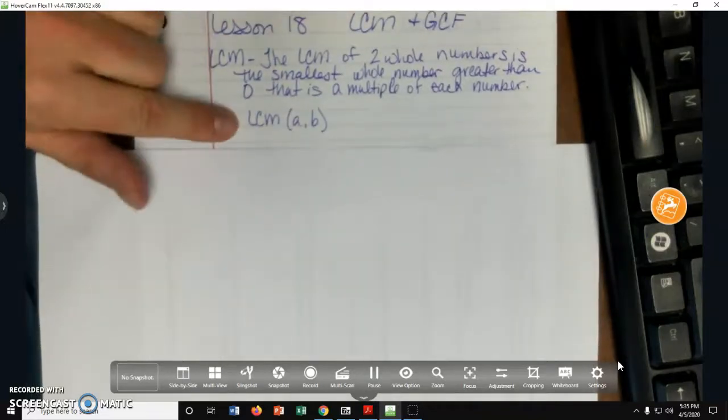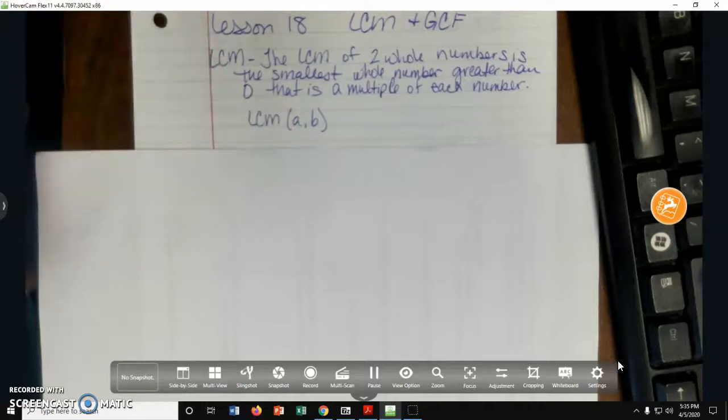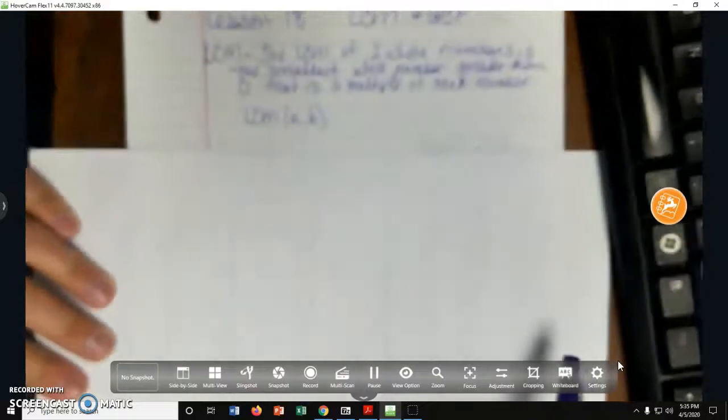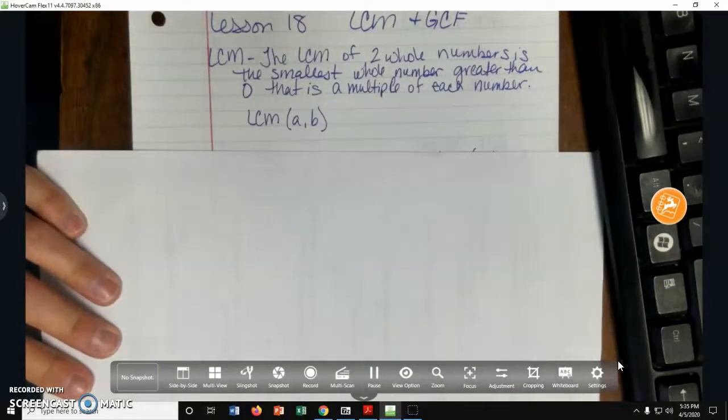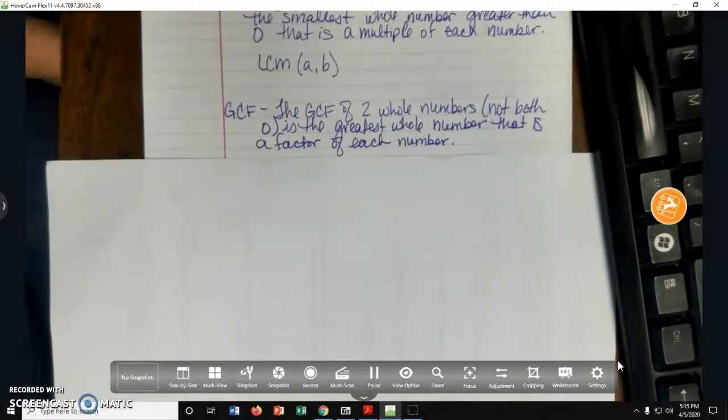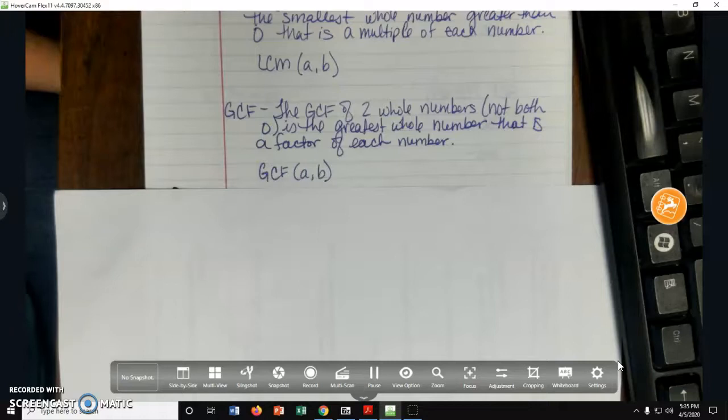Okay, and we're going to write that as the least common multiple of number A and number B, right? Those are going to be numbers when we get to that point. All right, then we have the greatest common factor. The greatest common factor of two whole numbers, not both 0, okay, we can't be finding the greatest common factors of 0, is the greatest whole number that is a factor of each number. And we identify that with the notation greatest common factor of A comma B. Easy enough? It will be soon.